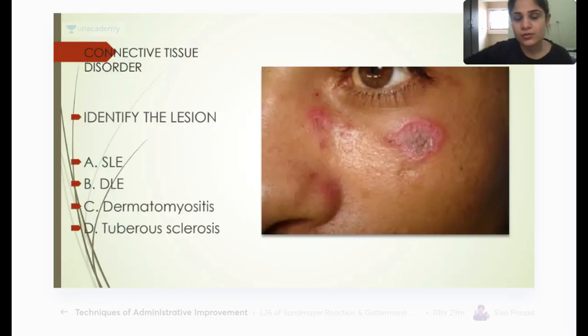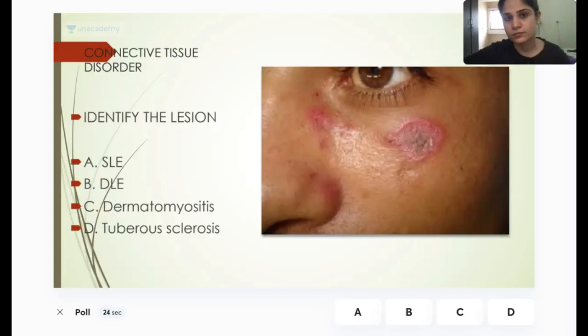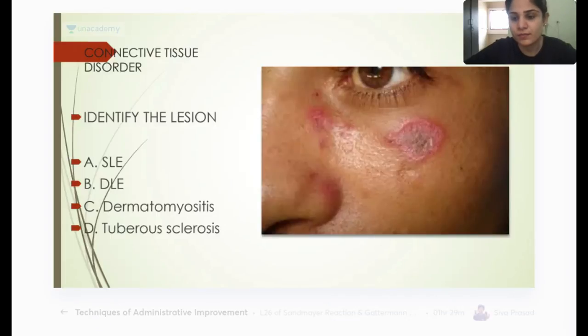Identify this lesion present on the face of the person: SLE, DLE, dermatomyositis or tuberous sclerosis. Tariq is saying carpet tack sign. Tariq, tell us what is carpet tack sign. Tariq, you're right, but what is carpet tack sign? Okay, so this is a classical lesion of discoid lupus erythematosus. It's a connective tissue disorder.